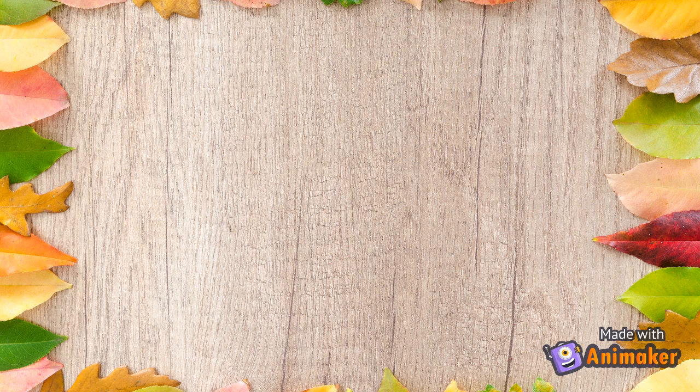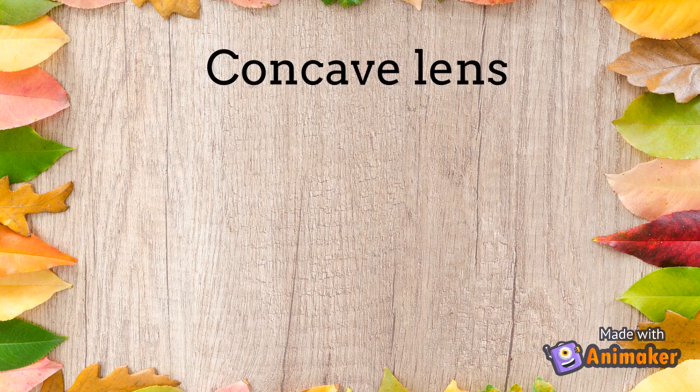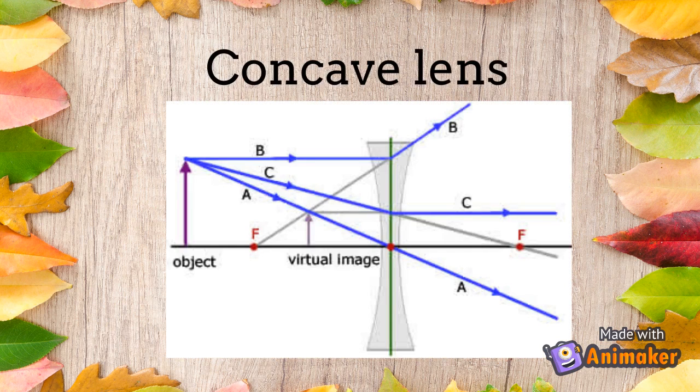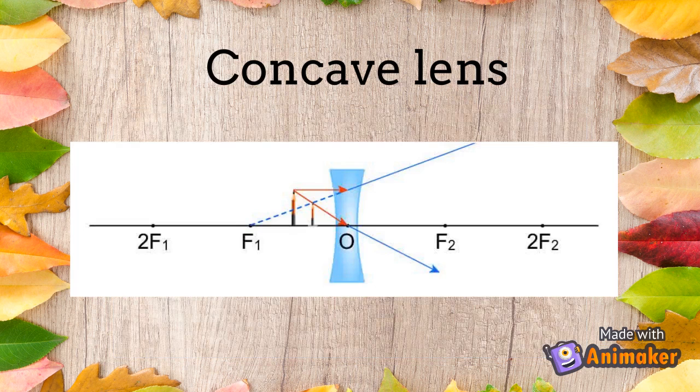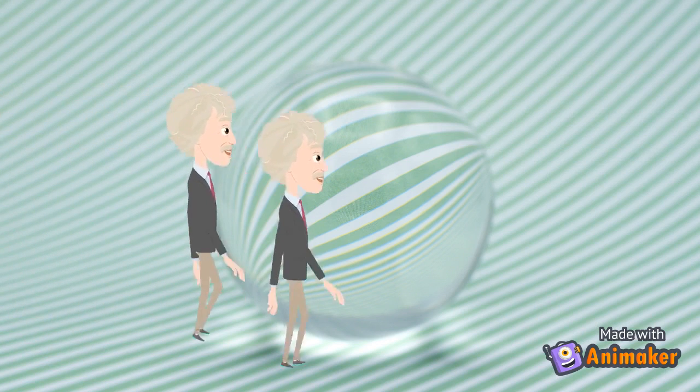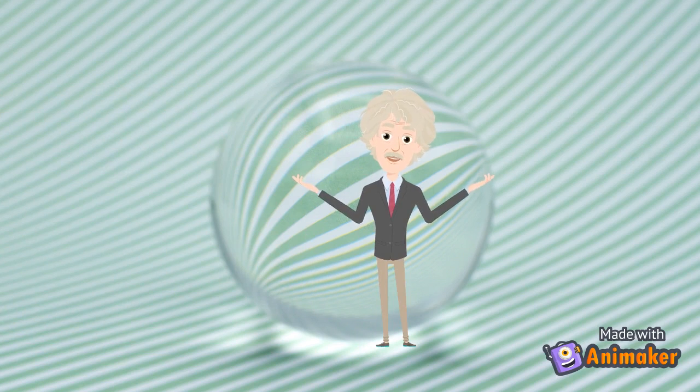Now coming to the concave lens. In case 1, the object is placed between 2F and F, the image is formed between F and C with a diminished size and in nature of virtual and erect. In case 2, the object is placed beyond 2F, the image is formed between F and C with a diminished size and in nature of virtual and erect. In case 3, the object is placed between O and F, the image is formed between F and C with a diminished size and in nature of virtual and erect. From the ray diagrams we can say that convex lenses are converging lenses and concave lenses are diverging lenses.